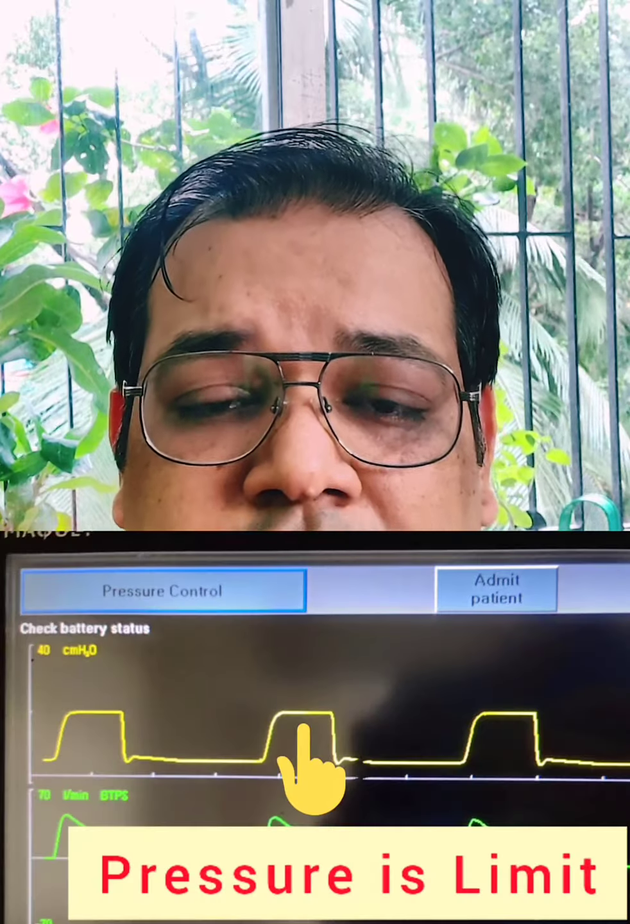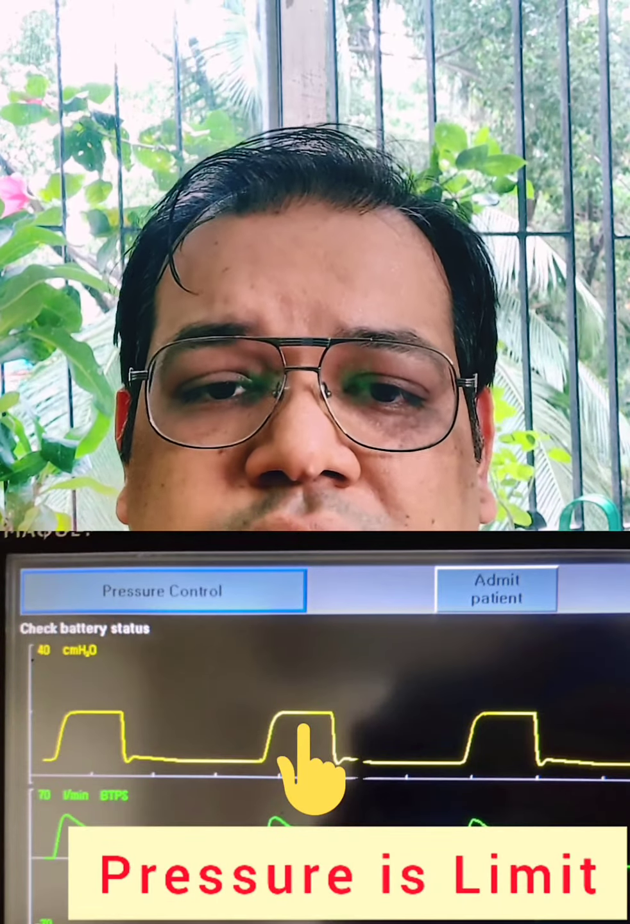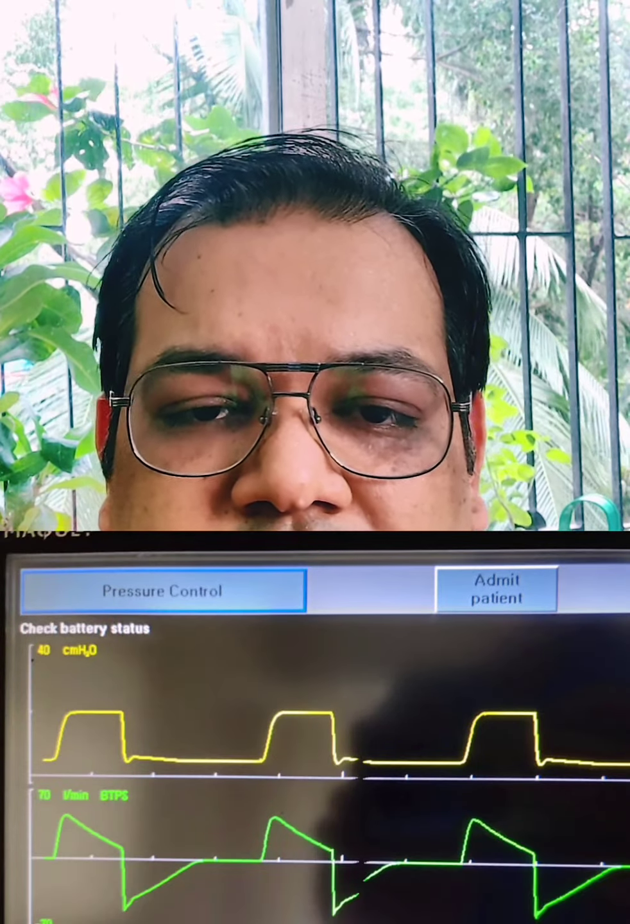Now coming to limit. Limit is a variable which will limit a certain parameter during the inspiratory phase. For example, for volume control, since you have to deliver a fixed volume, flow is fixed. So in volume control mode, limit will be flow. So flow will not go beyond a certain limit. It will remain fixed during the inspiratory phase. And in pressure control, pressure is the limit. So pressure will remain fixed throughout the inspiratory phase in pressure control ventilation. So that's about the limit.